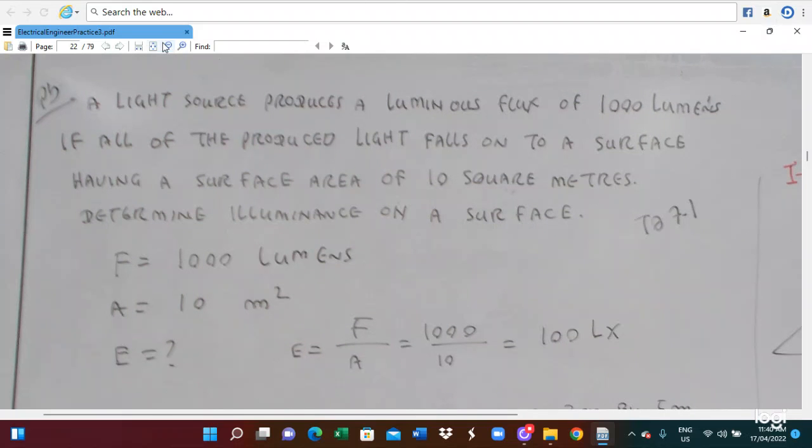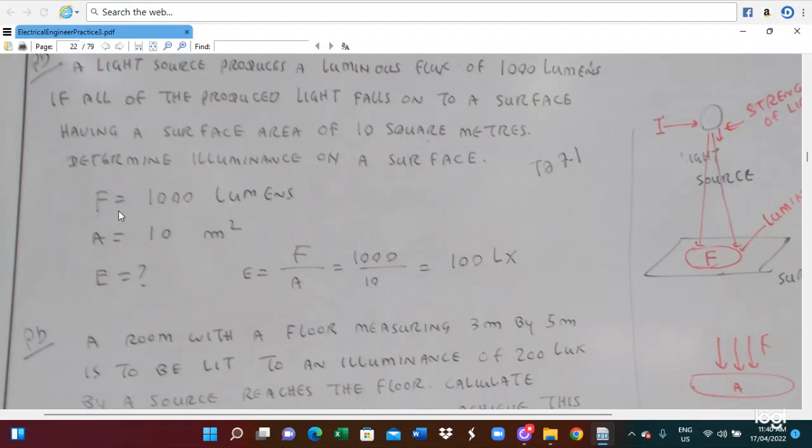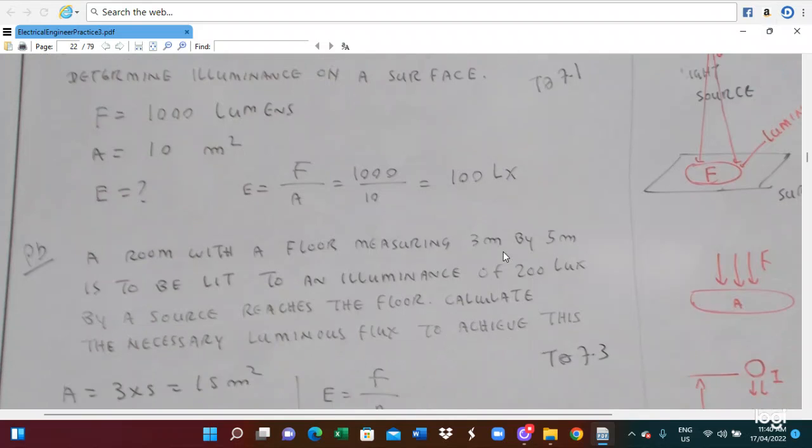We also solve some problems. A light source produces a luminous flux of 1000 lumens. If all the produced light falls onto a surface having an area of 10 square meters, determine the illuminance on the surface. In this case, the total flux is 1000 lumens and the area is 10 square meters. We have to calculate E. E equals F over A, so 1000 divided by 10 gives 100 lux.